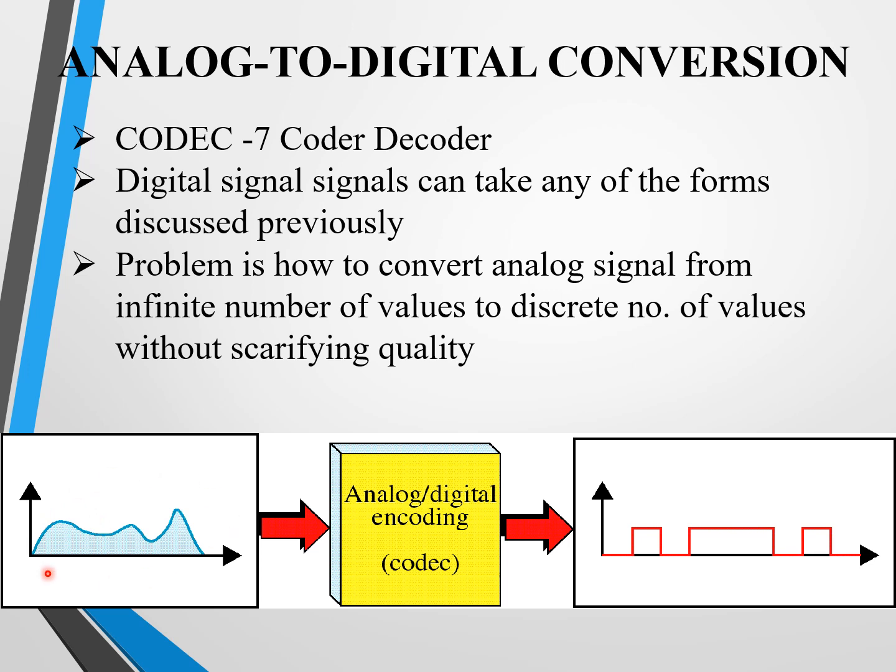Here we have analog data and we want to convert it to a digital signal. How can we perform it? For this purpose we have an analog to digital converter. Analog to digital encoding is also called a codec. What will this codec do? It takes the analog data and converts it to a digital signal, and this happens at the sender's end. What happens at the receiver's end? The receiver receives a signal in digital form and has a decoder.